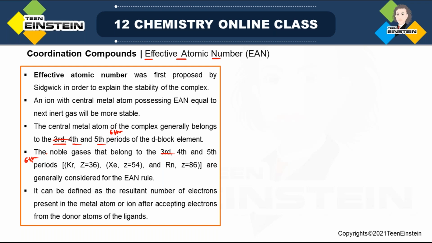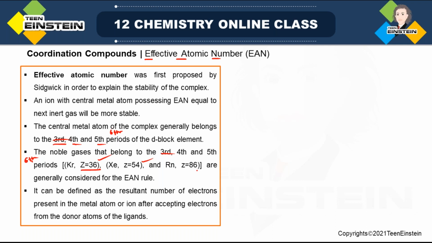For each specific period, there is a particular noble gas present at the last group, that is group 18. Obviously more than one cannot exist, right? So depending on which metal is present, it will be krypton, whose atomic number is 36, then xenon, 54, and radon, which is 86. Now suppose you are considering a metal complex from the first transition series, then you have to check whether the EAN matches 36 or not. If it is from the second transition series, you have to check whether it matches 54 or not, and if it is from the third transition series, then it must match the value 86.